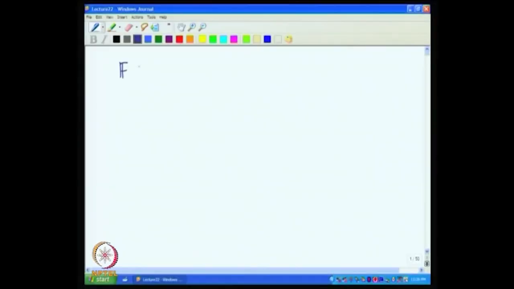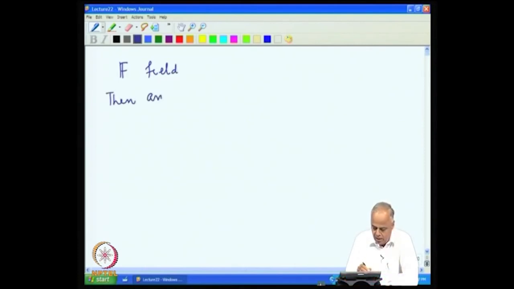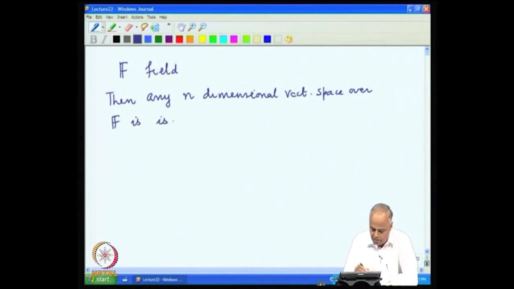In the last lecture, we found that if F is any field, then any n-dimensional vector space over F is isomorphic to Fn. And therefore, we concluded that when we are talking about vector spaces over F, the main basic vector spaces are this Fn.